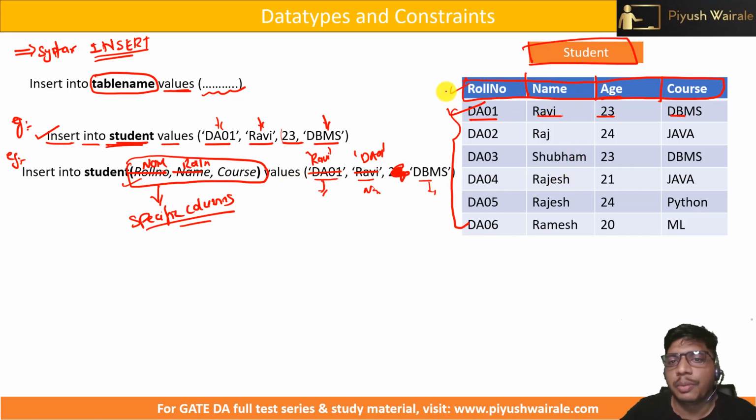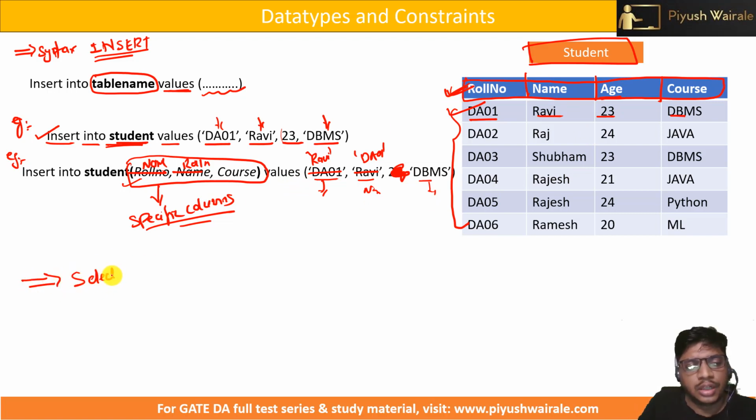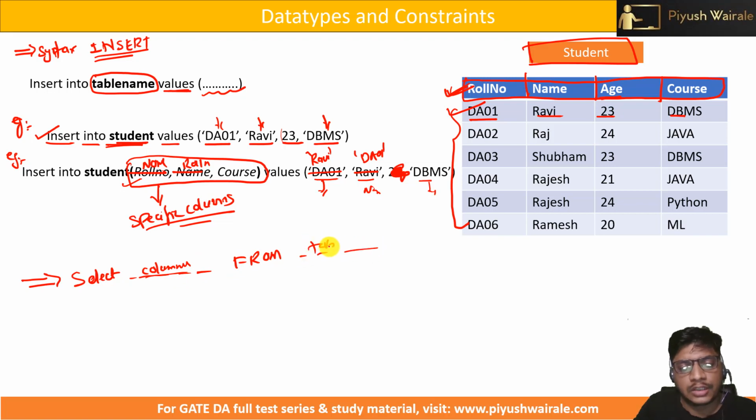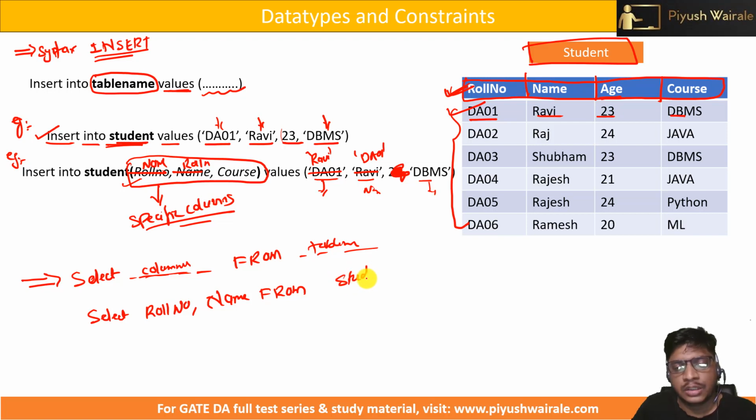Suppose I want to view particular data, so there is the select command. As of now, just understand that select is there. Whatever column names we want to view, we have to put like this: select column name, then from, and then table name, right? Now if I just want to view roll number and name, what I can say is select roll number, then we put a comma, then name, then from, then the table name, that is student. Then I will get only these two columns in the output, right?